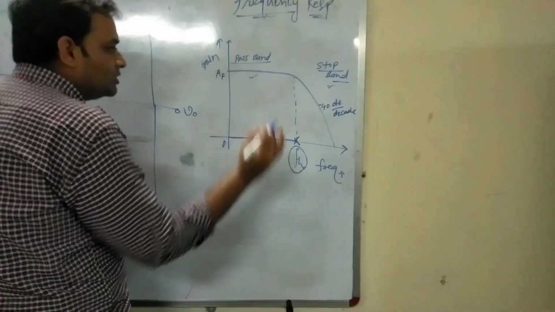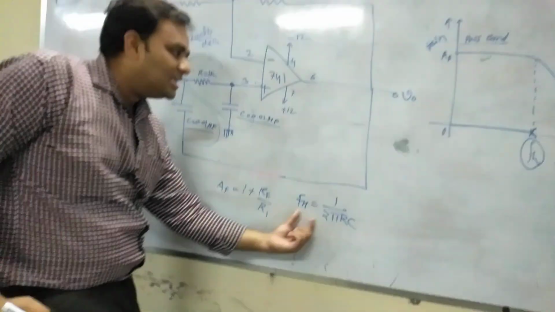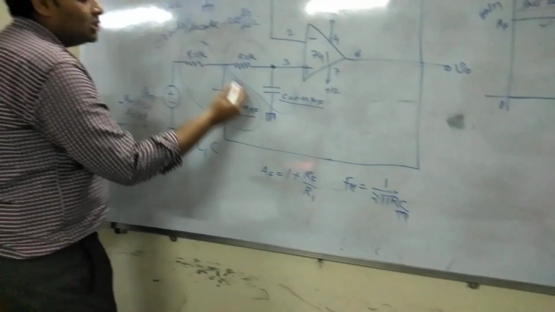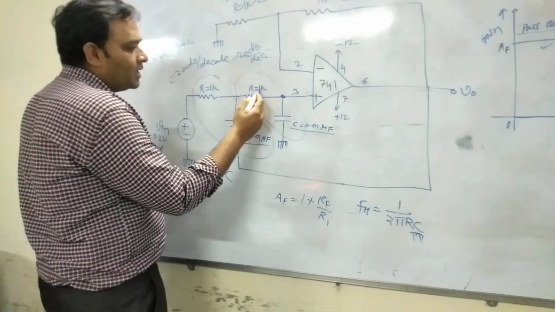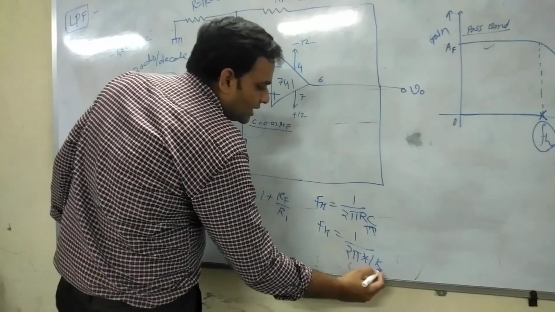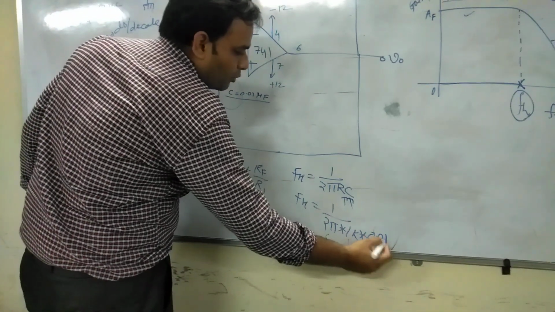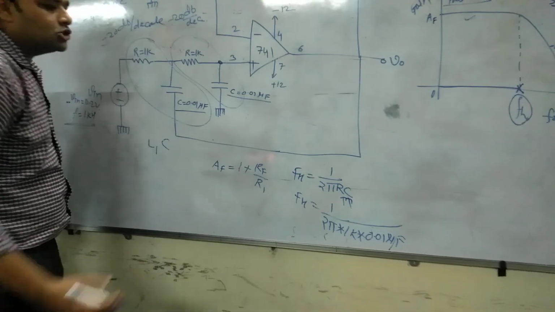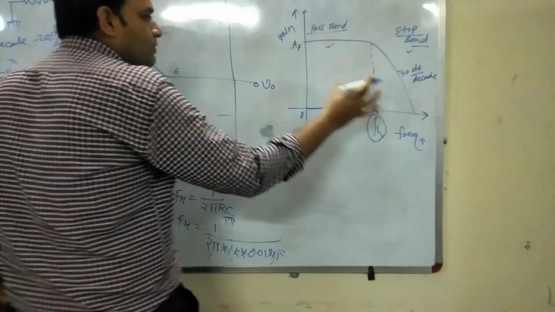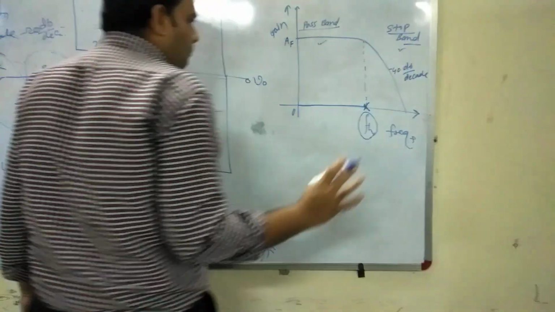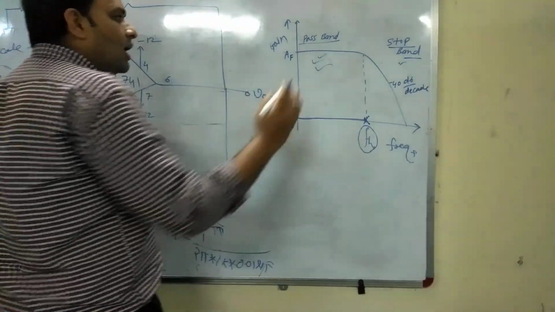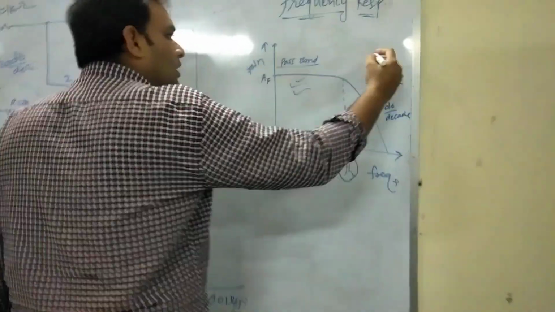From 0 to FH, FH is the cutoff frequency of my filter, and FH is given by 1 upon 2 pi RC, where R and C are the RC network values. I am keeping R equal to 1K, so FH equals 1 upon 2 pi into 1K into value of capacitance, that is 0.01 microfarad. If you calculate this, you will get the value of FH. Before FH, my band is pass band, and after FH I am getting stop band.